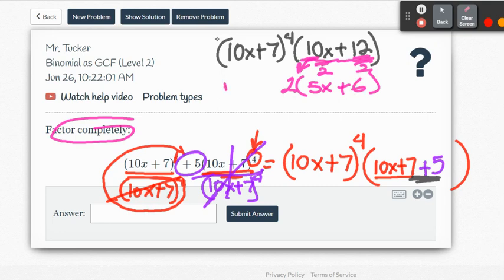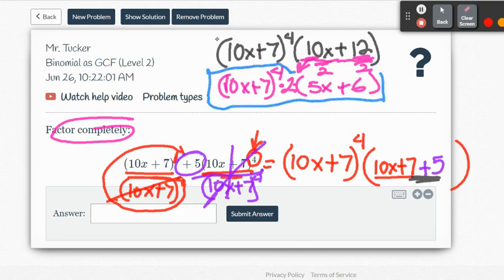So I'm going to bring down my 10x plus 7 to the fourth power. And as long as everything's all squeezed together with parentheses and multiplication dots, what have you, we are completely factored. This blue box is the factored form.